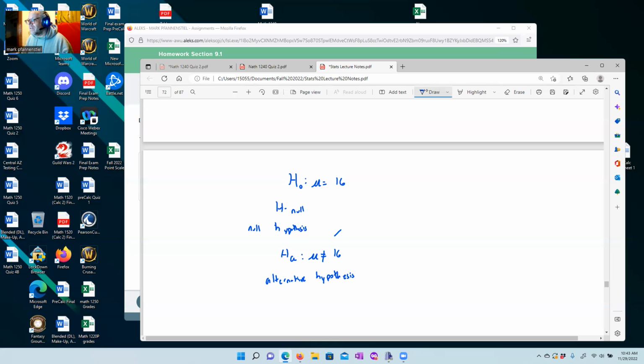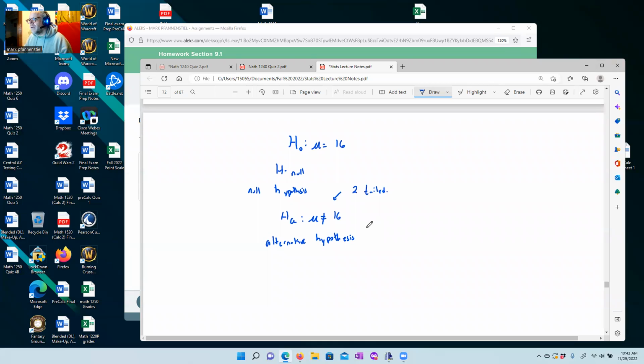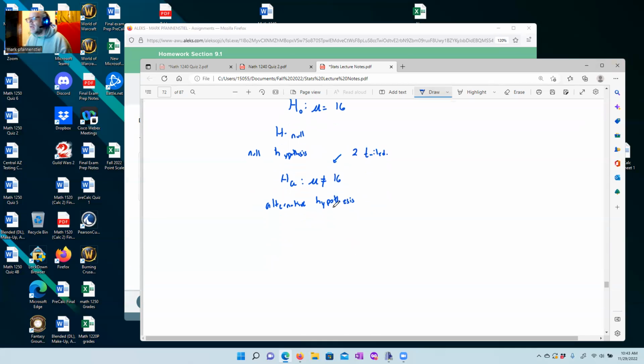If you see this inequality here, this is two-tailed. If you were given nothing else, you know nothing else about the problem or the situation, and you have to guess whether to make it one-tailed or two-tailed, make it two-tailed. It's a more robust test, but that's pretty much what you're looking at there.